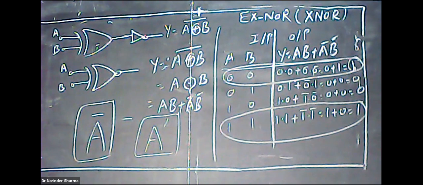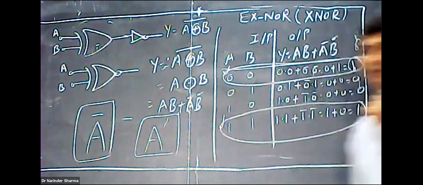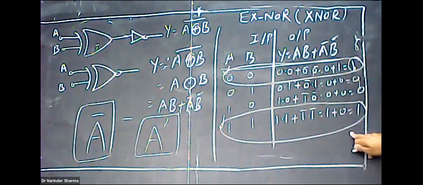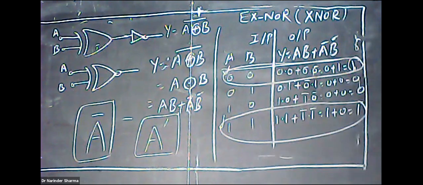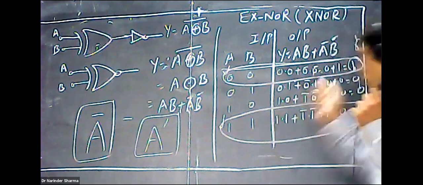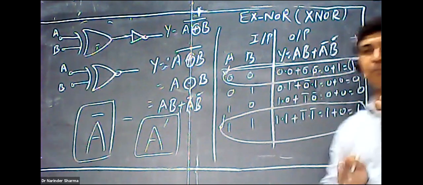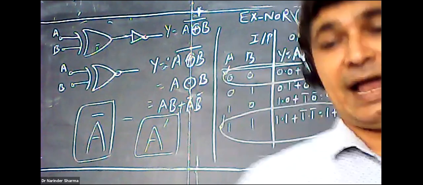Output is high when both the inputs are identical or same. Or you can also define it the other way: output is low when both the inputs are distinct or different. So this is about the XNOR gate. XNOR gate is also said as XOR plus NOT.